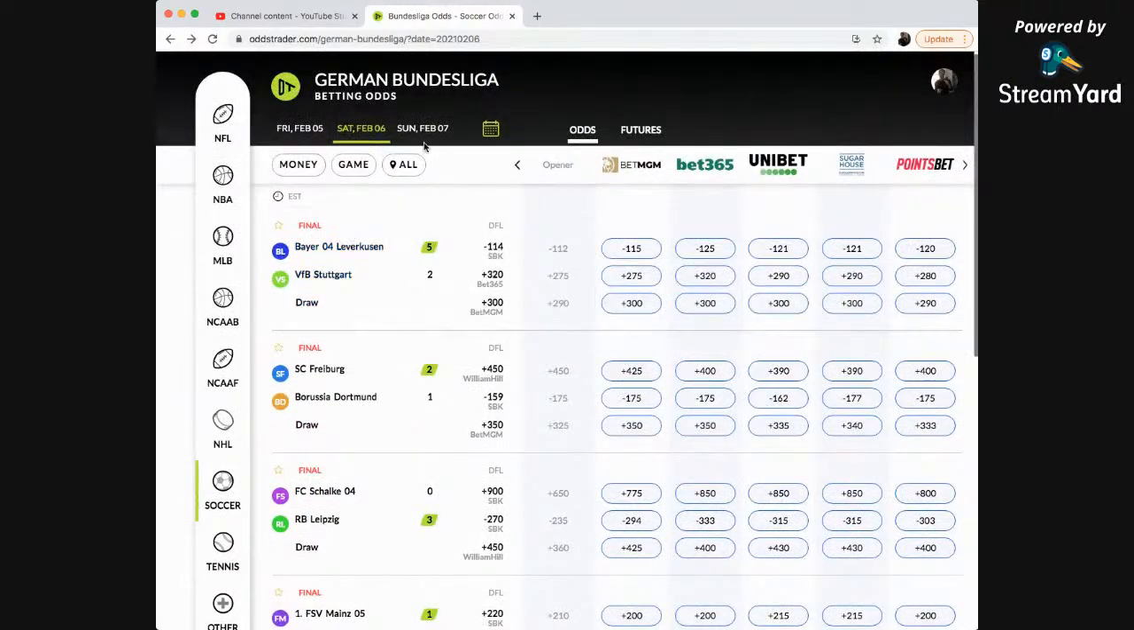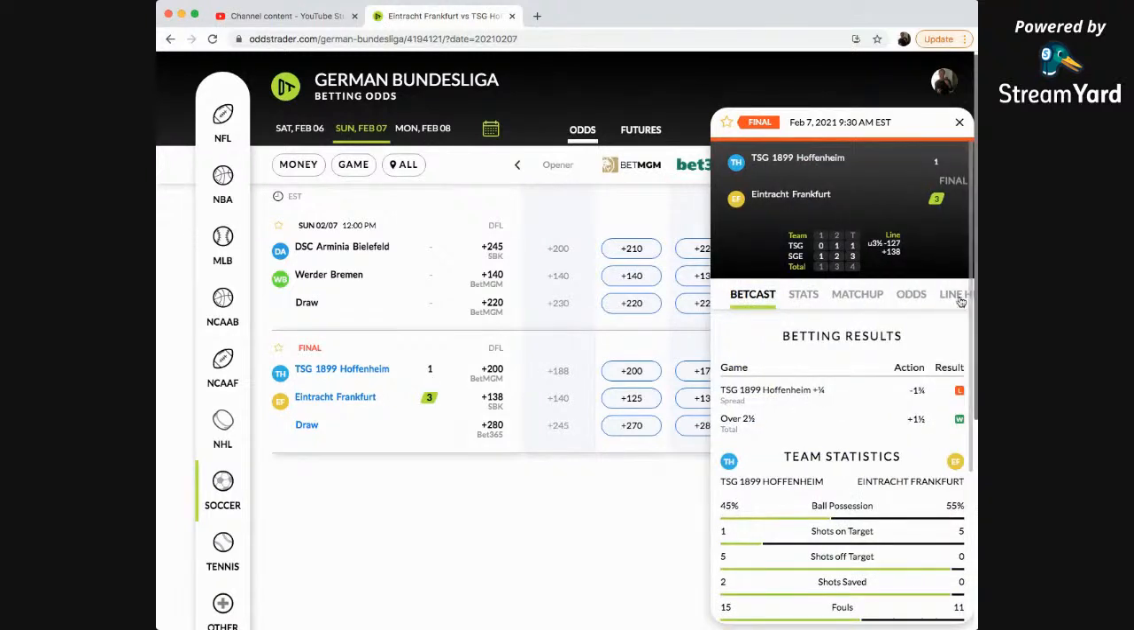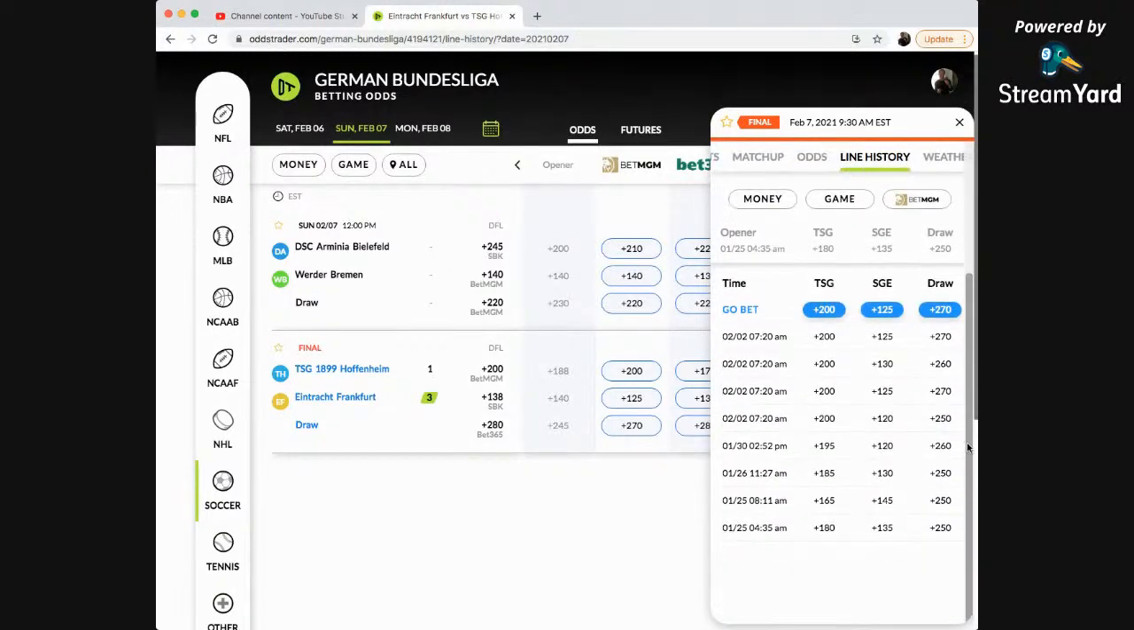All right, so let's go to Sunday. And we do these games. We'll wrap it up here. All right, Hoffenheim and Frankfurt, line history. So this moves from plus 180 up to plus 200. We can eliminate that line. Moves from 135 down to 125. We'll keep that line. And let's see if we eliminate the draw line. Moves from 250 up to 270. We can eliminate that line. And Frankfurt would be the play. And that is a winner at plus 125.